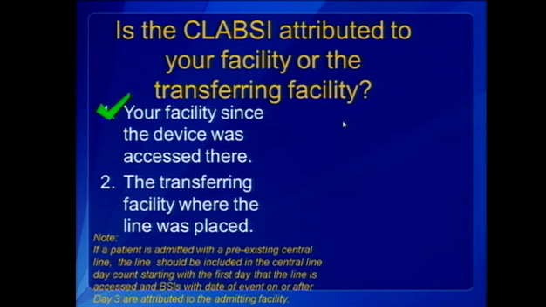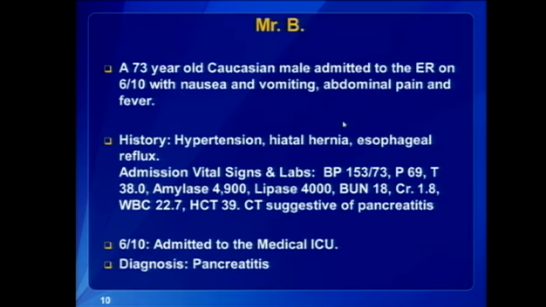Remember that if a patient is admitted with a pre-existing central line, the line should be included in the central line day count and your CLABSI surveillance, starting with the first day that the line is accessed. And BSIs with a date of event on or after day 3 are attributed to the admitting facility. And remember, the date of event is the date that all of the elements are first present together. Very good, so that's case 1.